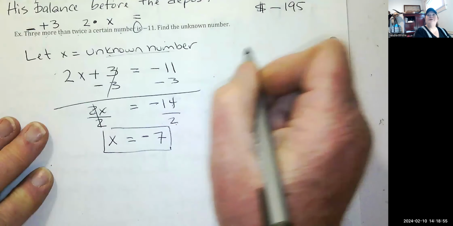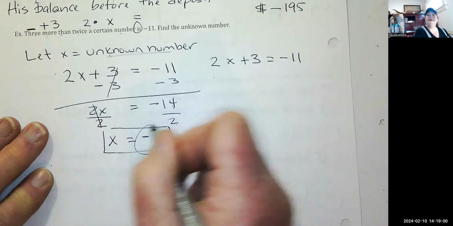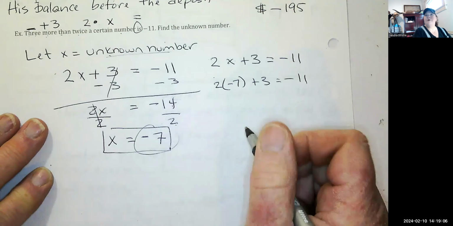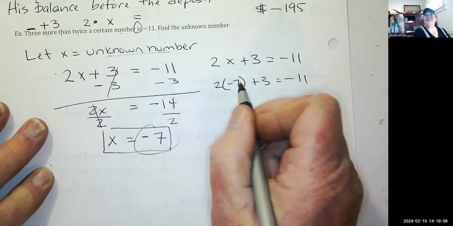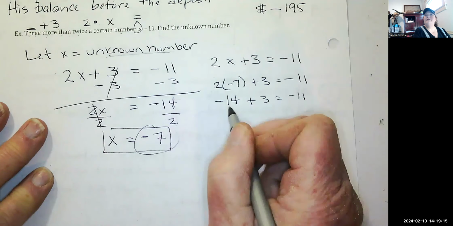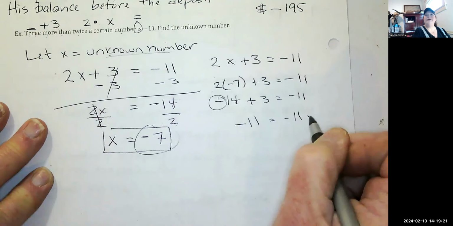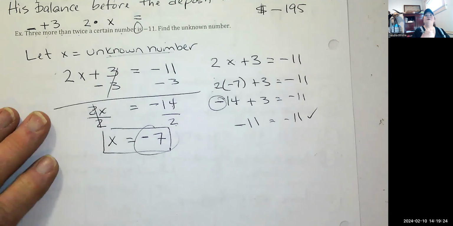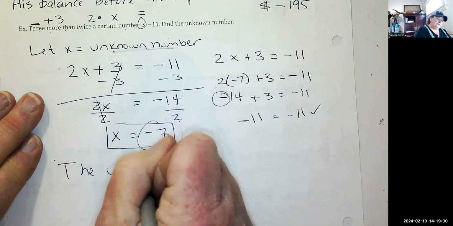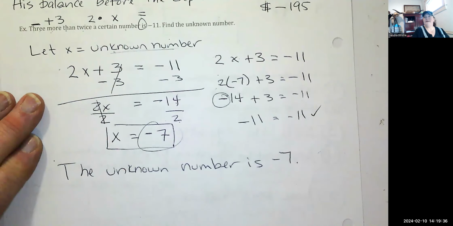To check ourselves, all we have to do is go to 2x plus 3 is equal to negative 11. I'm going to substitute that negative 7 for x. And just check my work. I have to multiply first. 2 times 7 is 14. The signs are different, so it's negative. Bring down everything else. Negative and a positive, we have to subtract them and take the sign of the larger number. It checks out, so negative 7 is our unknown number. We need to answer the question. The unknown number is negative 7. That's it.